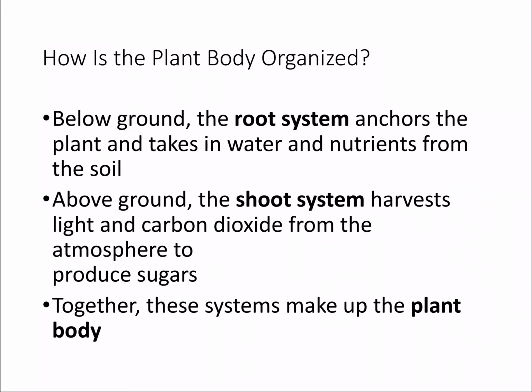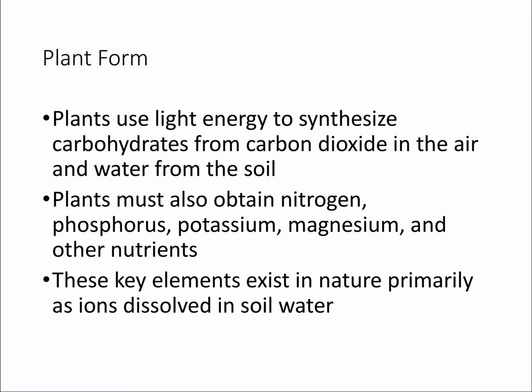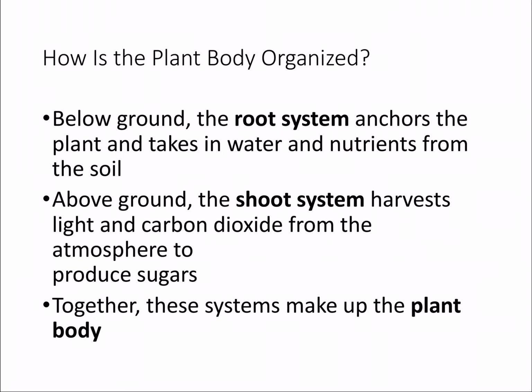In each of these, there's going to be a really large surface area to volume ratio because they're going to be taking something in. Below ground, we're taking in water and nutrients, and above ground, we are taking in the carbon dioxide and the sunlight to produce sugars. So together, the roots and the shoots collectively make up the plant body.